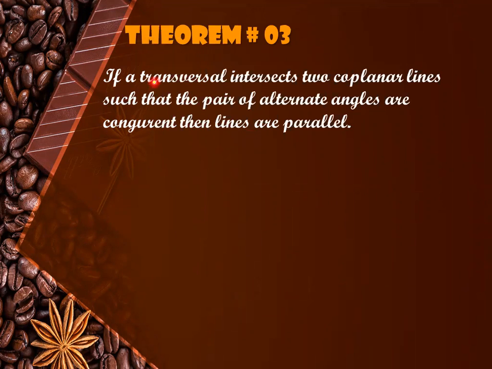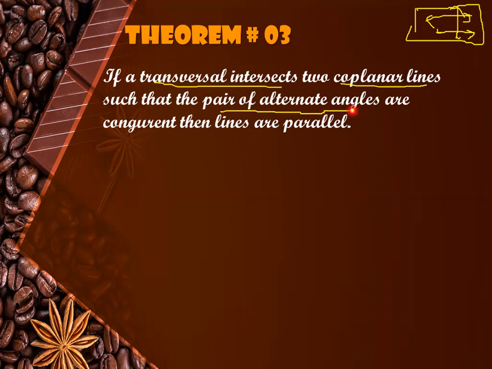The thing which is given to you is this: if you have any transversal and it intersects any two coplanar lines. Now what are coplanar lines? Suppose this is a plane, and on this plane you have two lines, one line here and another line here. They lie on the same plane, so you say they are coplanar lines. So if the transversal intersects these two coplanar lines, then a pair of alternate angles will be formed, and the pair of alternate angles must be congruent. This is what is given to you.